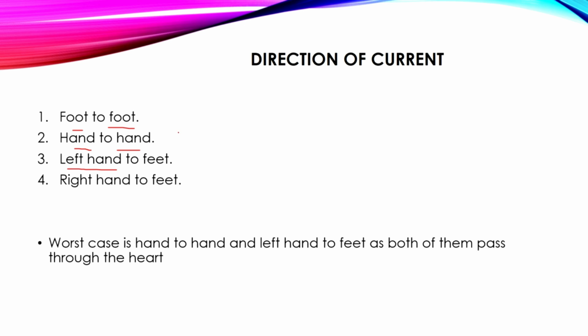Why? Because from left hand to right hand or right hand to left hand, the current passes through the heart. And another worst case is from the left hand to the feet. Why? Because from left hand to the feet, the current will also pass through the heart. So the worst case is hand to hand or left hand to feet, as both of them pass through the heart.